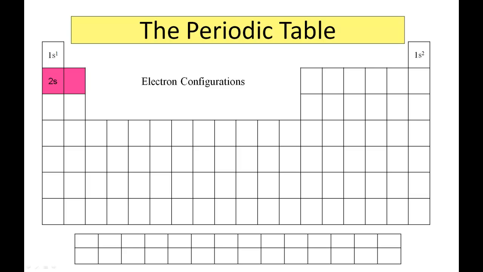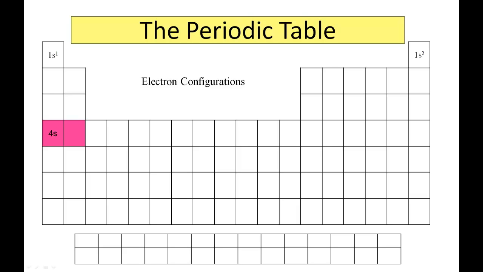As we increase atomic number, we go to 2p. Notice there are 6 in there. That represents 2p1 through 2p6. Then we go 3s, and then it goes 3p. Keep increasing atomic number. The next one we come to is 4s.